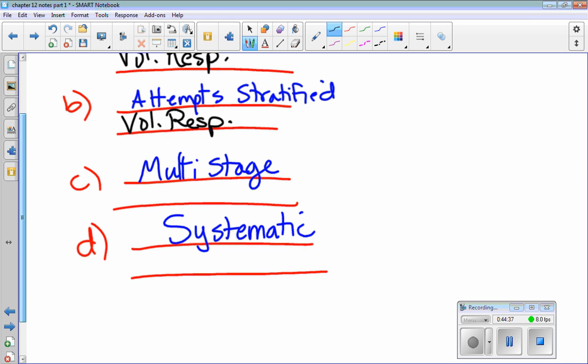All right, part C. C says randomly select one class at each elementary school, the multi-stage one, and contact each of those parents.